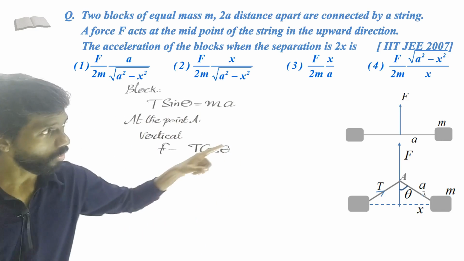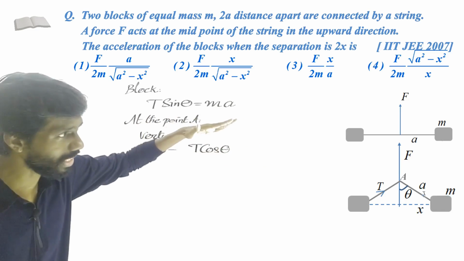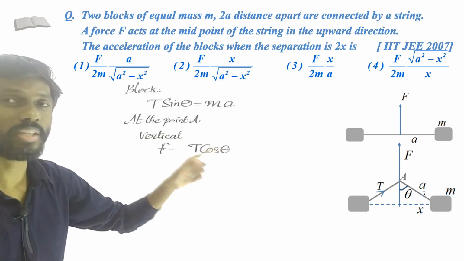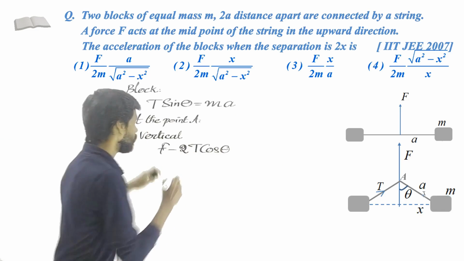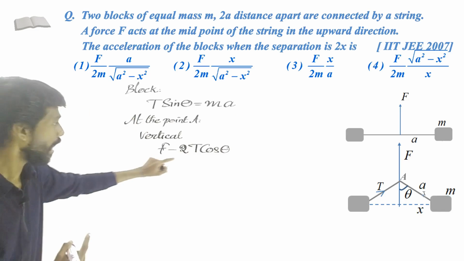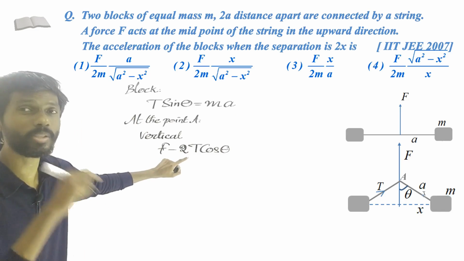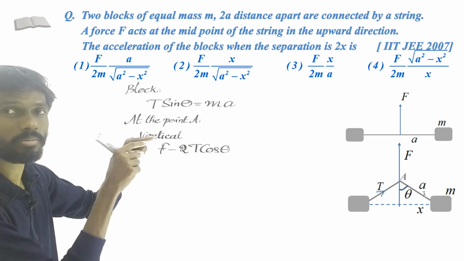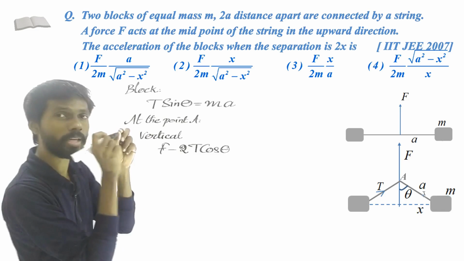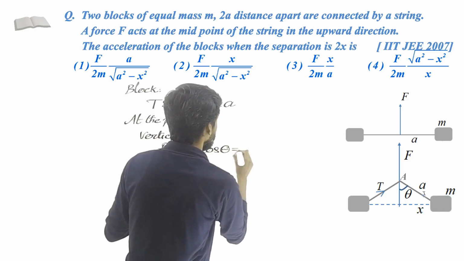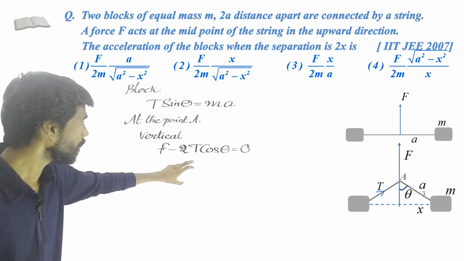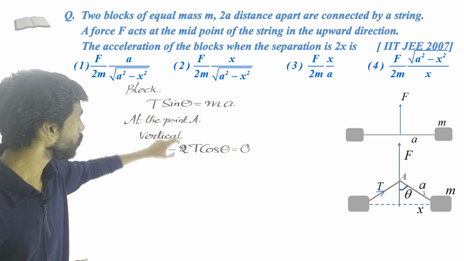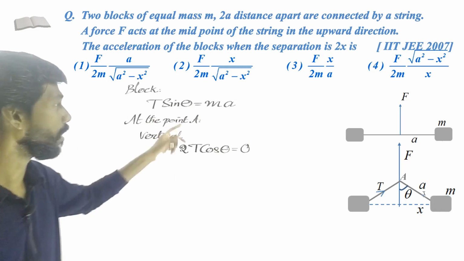But also we have tension on this side, right? This also has the same component T cos theta, plus T cos theta, so 2T cos theta we can write. So the total force in the upward direction is F, and in the downward direction we have 2T cos theta. That's the total force acting at that point. That must be 0 because the mass of that point is 0, because it is just a small portion of the string. So this is one equation. We can solve these two equations to get the value of the acceleration.